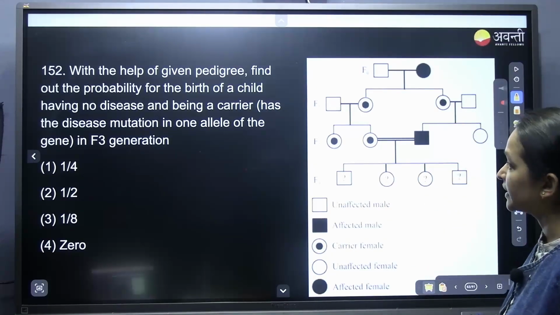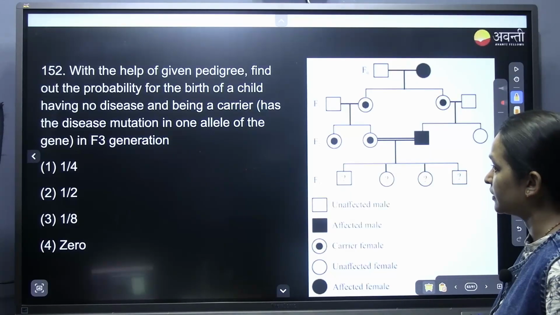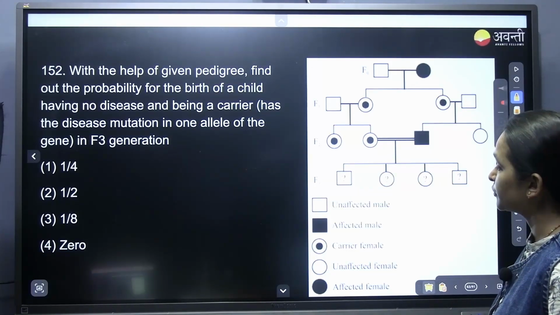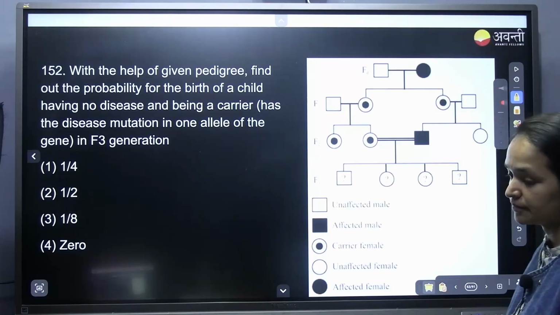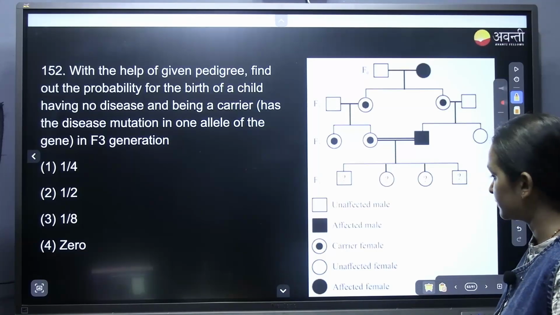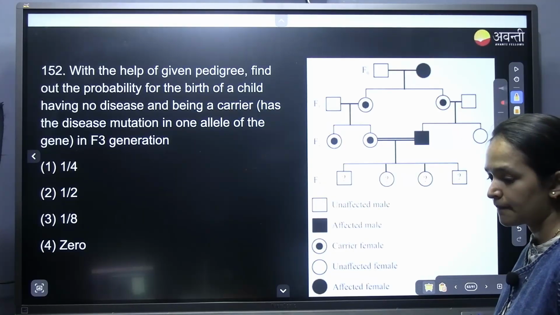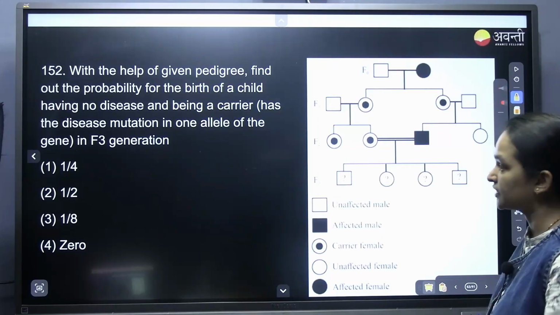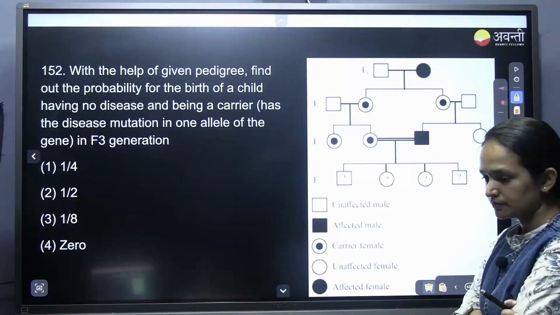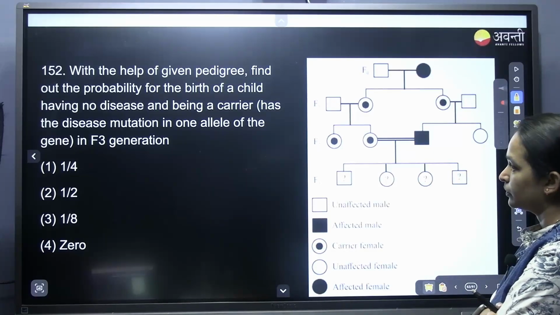With the help of the given pedigree, find out the probability of the birth of a child having no disease and being a carrier. Has the disease means has a mutation in one allele of the gene. You need to find in the F3 generation the probability of that particular person. Tell me. Solve this. I'll give you 30 seconds. Solve this and tell me the answer. We'll again solve it.